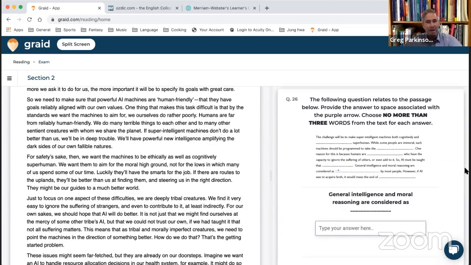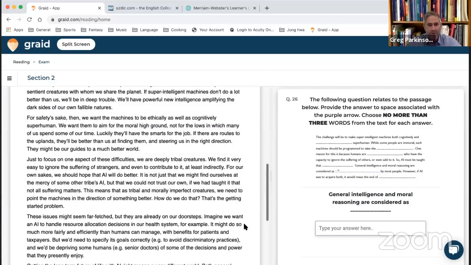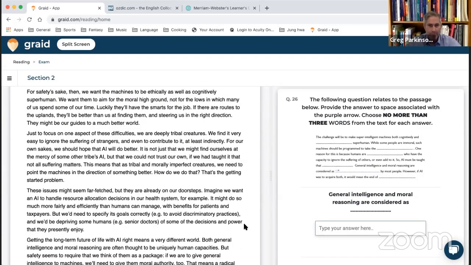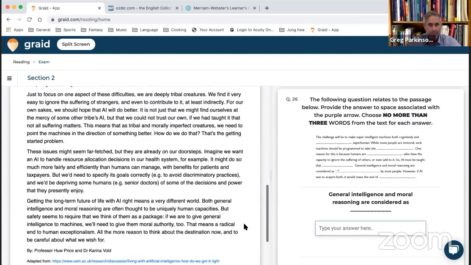Hopefully, it's following on from where we found the answer for 25. General intelligence and moral reasoning are considered as, right? So as, hopefully it's going to be followed by a noun, but it could be an adjective before a noun. But anyway, here I would be looking for general intelligence or reasoning. So intelligence and reasoning, right? So let's have a look and see what we can scan for. I'll let you scan at home.